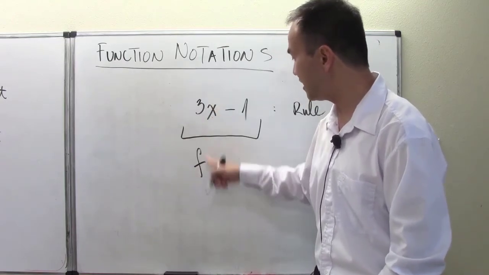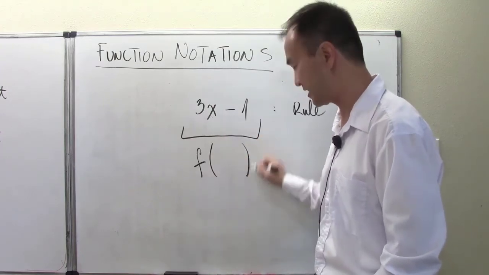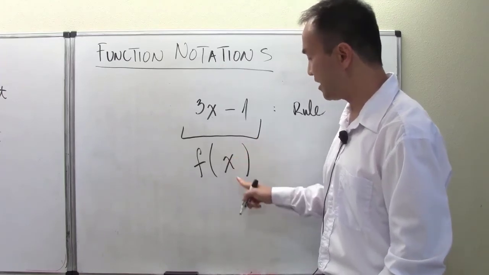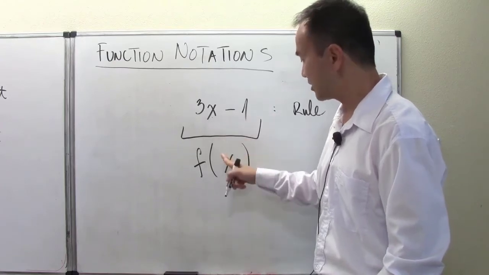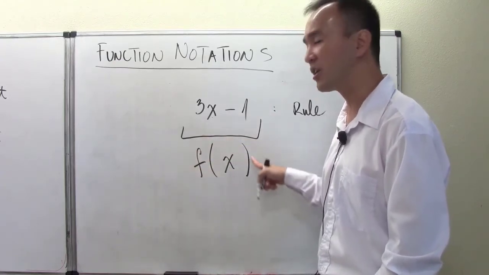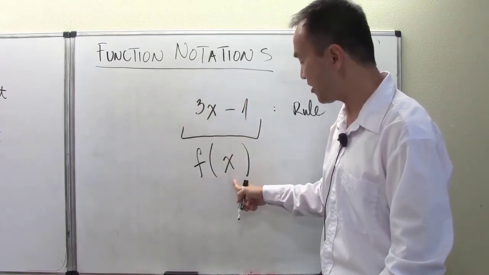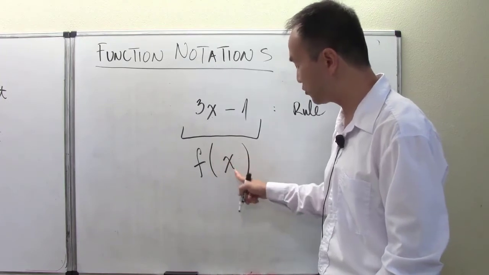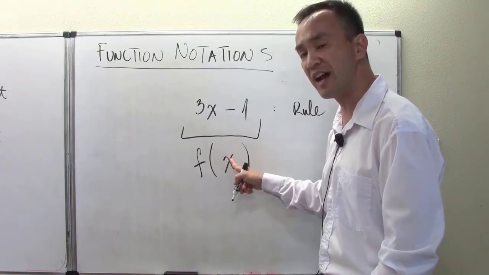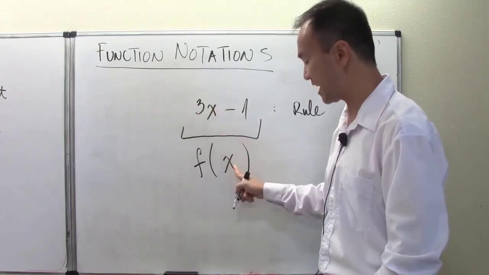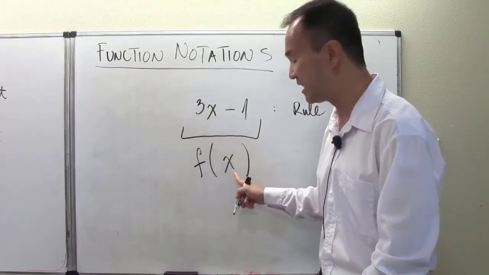And now in this notation, after indicating the name of the function, I'm going to use a pair of parentheses. And I'm indicating with the x. So now this x has to be matching with that x in our rule over here. So that's the whole notation of our function. So this 3x minus 1 is a function. We name that f of x. And this pair of parentheses with the x indicated here is an indication that the x that appears in our expression, in our function, is the input.